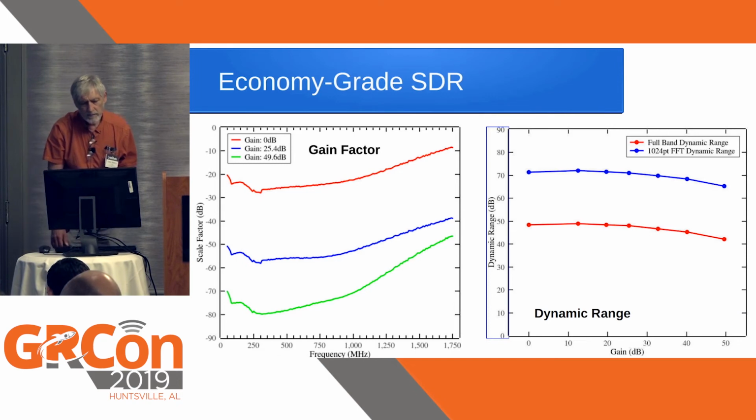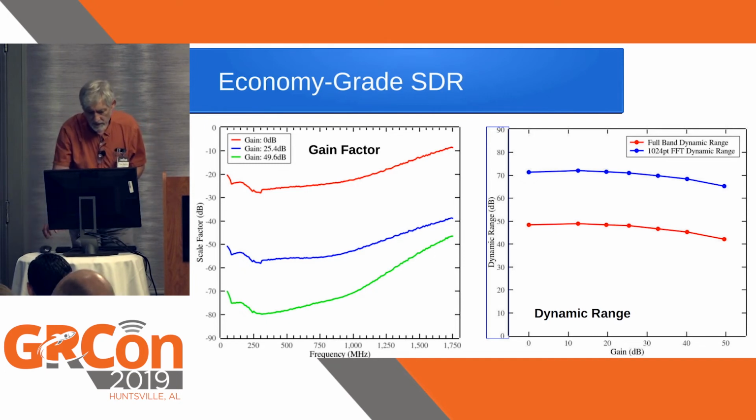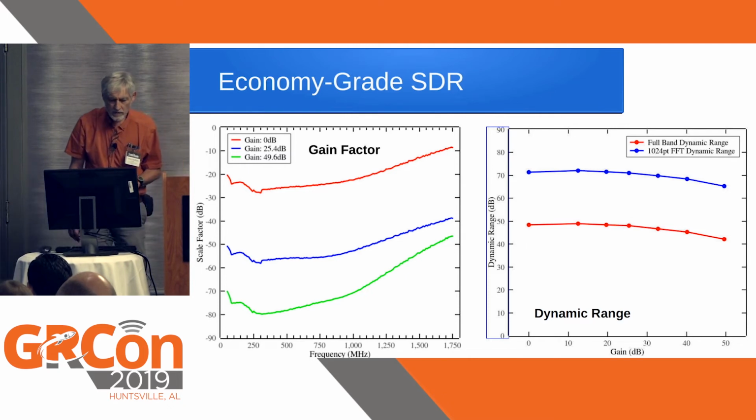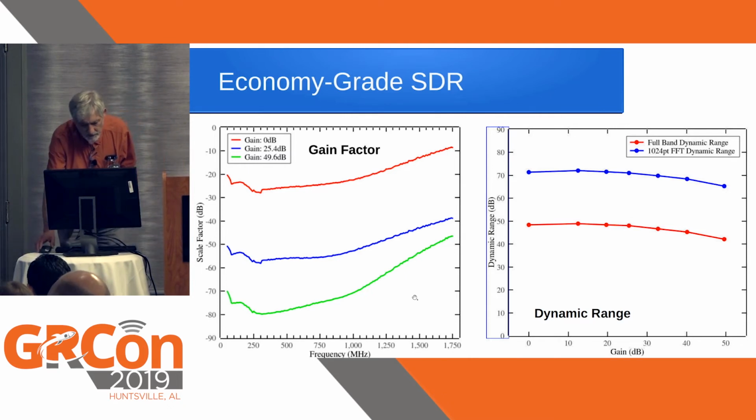Okay, here is an economy grade SDR. That one only goes from 100 megahertz to about 1.7 gigahertz, so it's basically one of those RTL SDRs. You see the gain factors here again for 3 actual gain settings on the SDR that we have been measuring. When it goes up here towards the higher frequencies, that means that the gain of the actual device goes down, so that you have to increase the gain factor calibration.